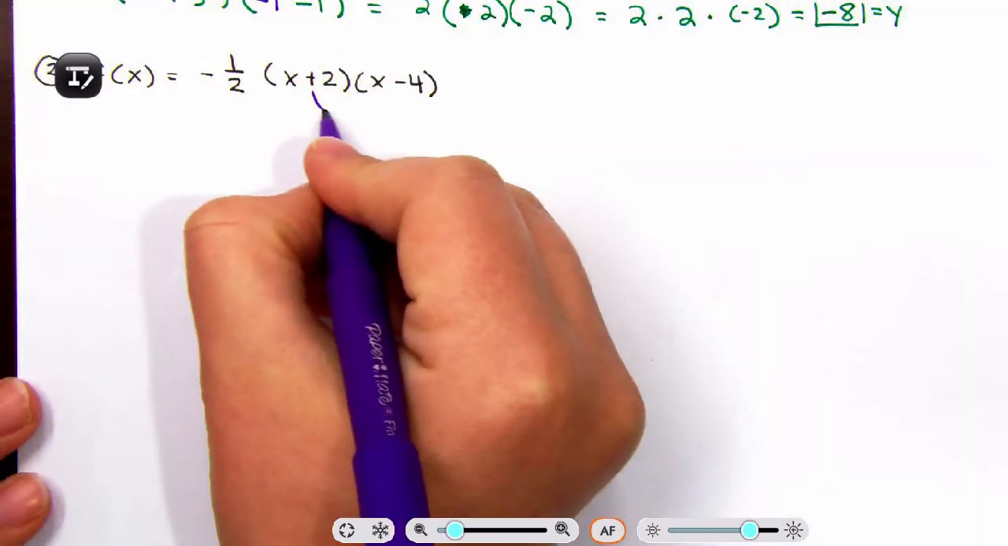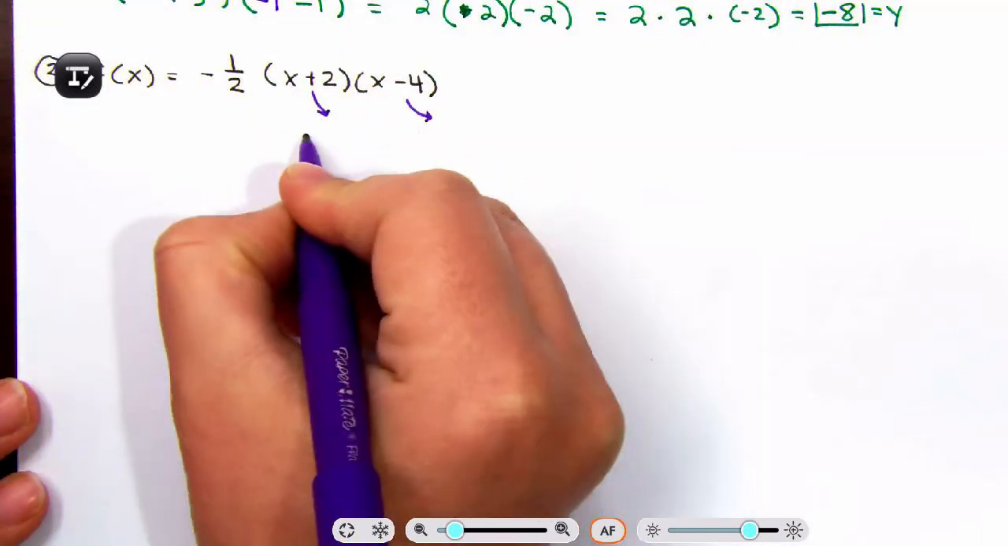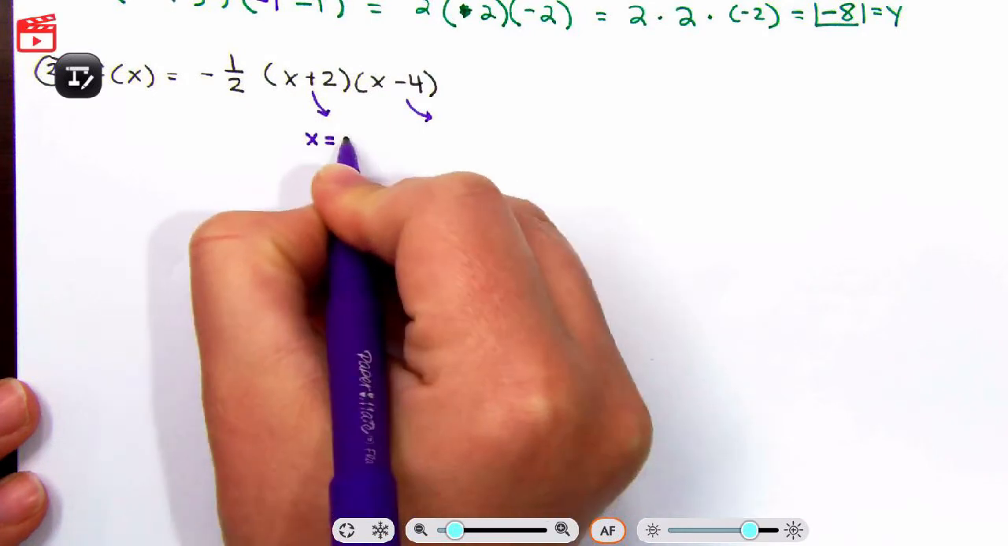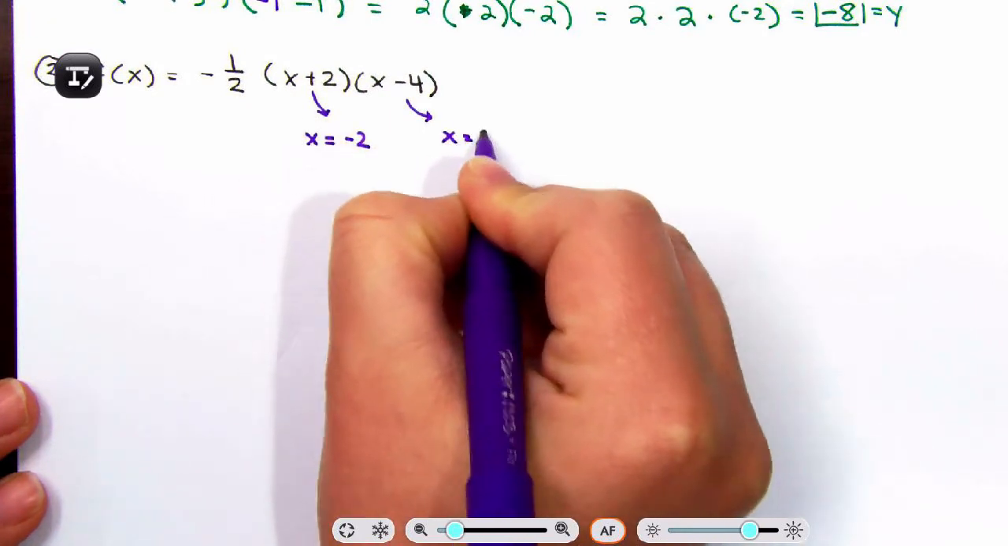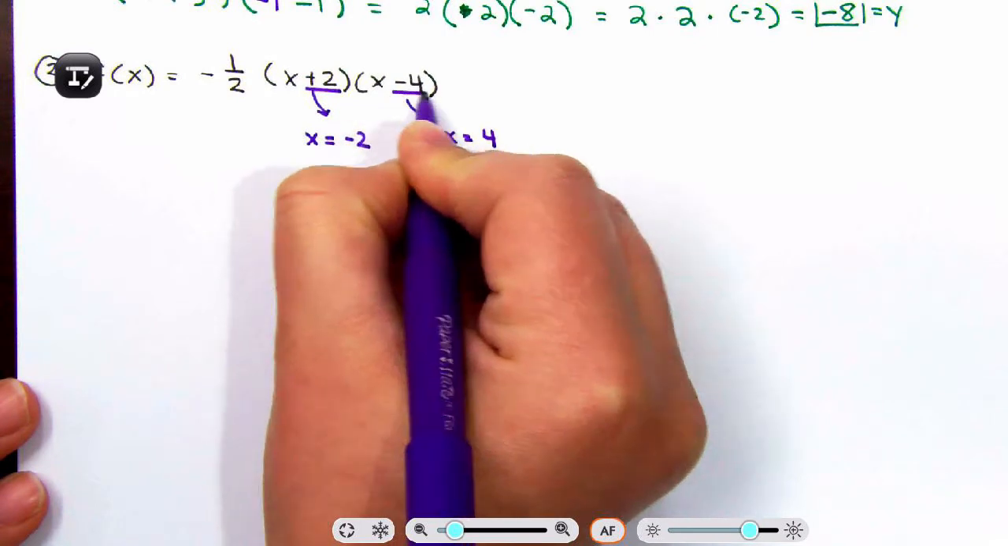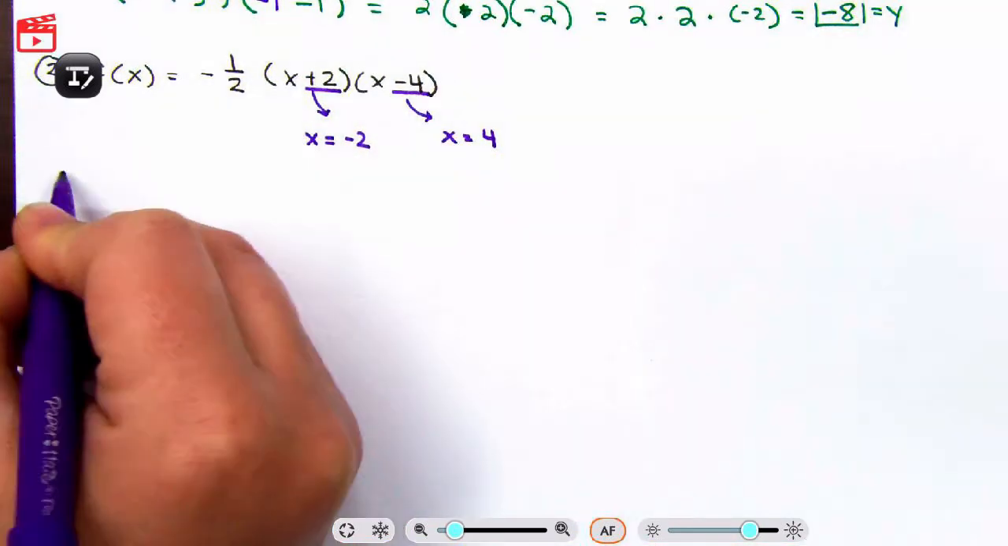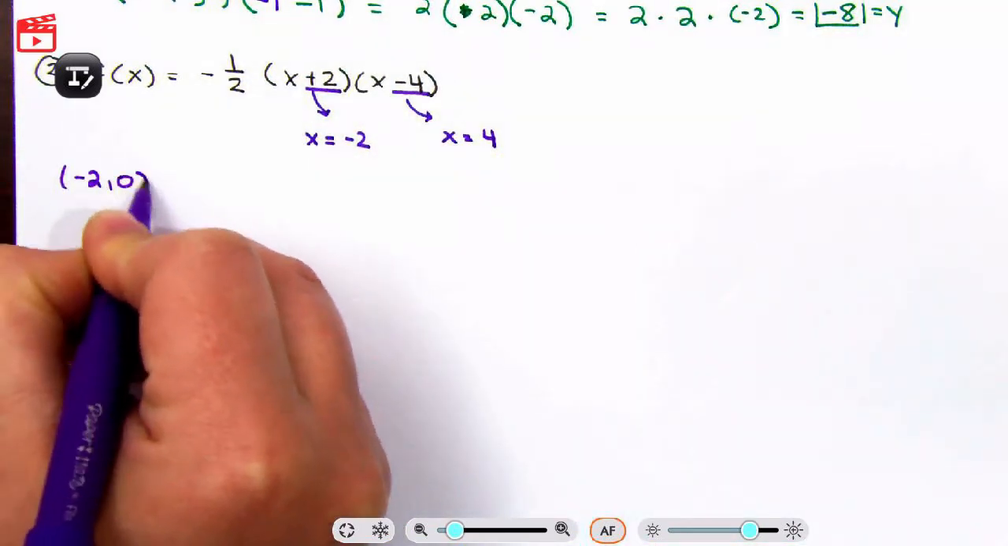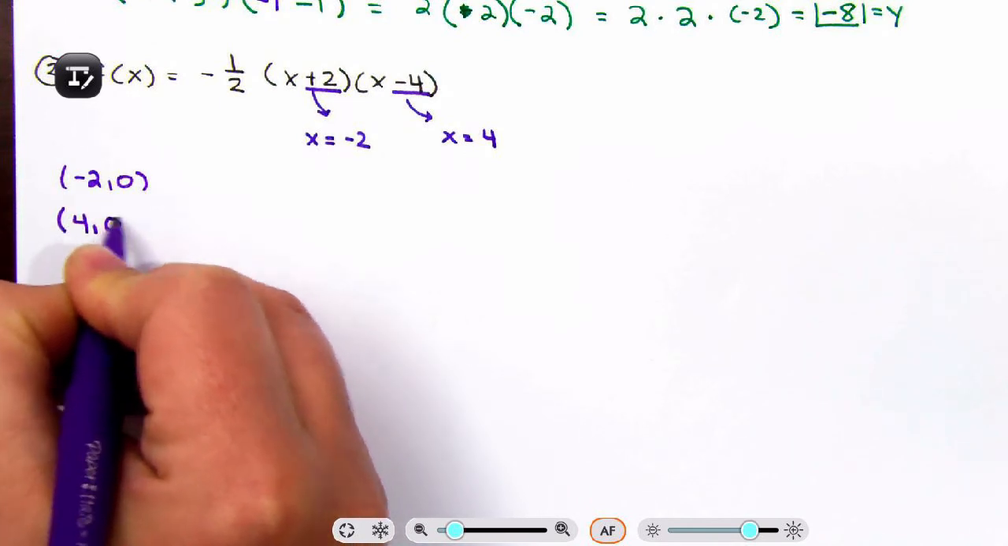Again, take your bubble. You don't have to show me work. In this case, x is -2. In this case, x is +4. Again, it's opposite of what you see. That means I have a point at -2, 0, and I have my second point at 4, 0.